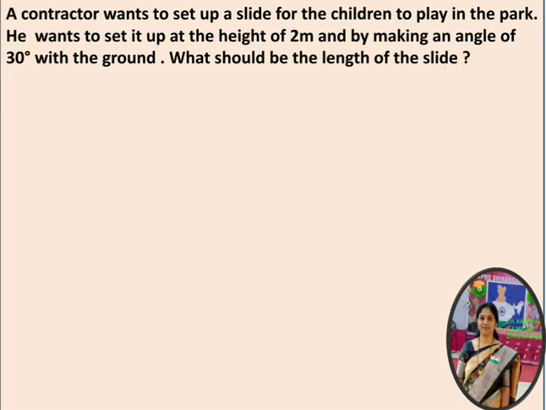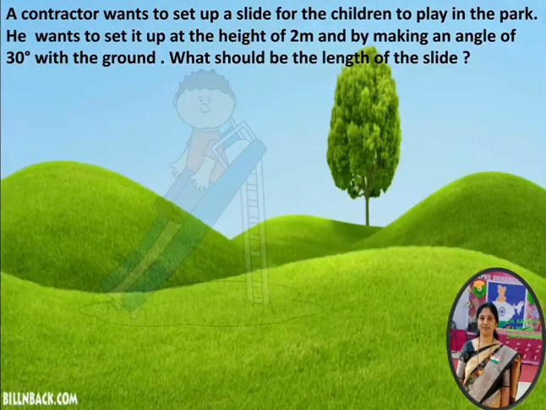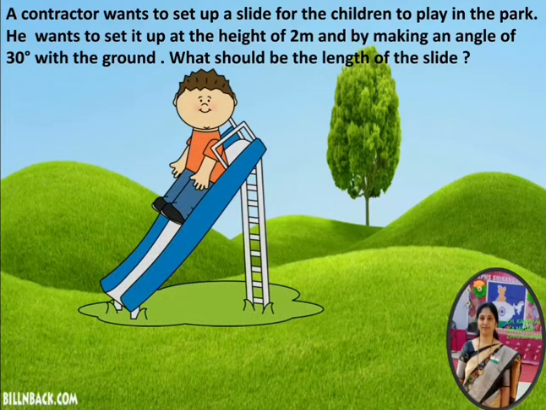First, imagine the problem. Here, a contractor wants to set up a slide for the children to play in the park. So we have to set up a slide. We can imagine a park like this, and we know a slide, so assume a slide like this. And given that he wants to set it up at the height of 2 meters, that means the height of this slide is 2 meters. So here we get the height of the slide. This height of the slide is 2 meters.